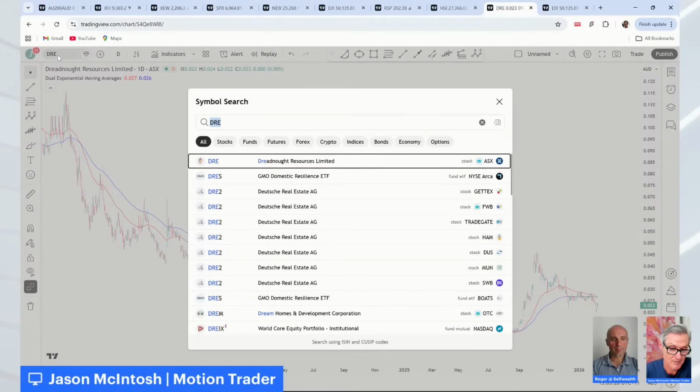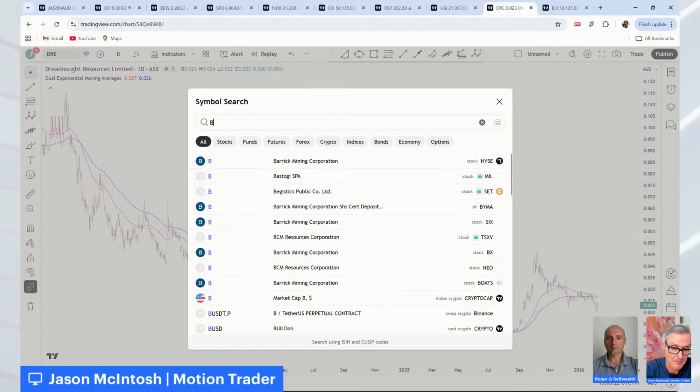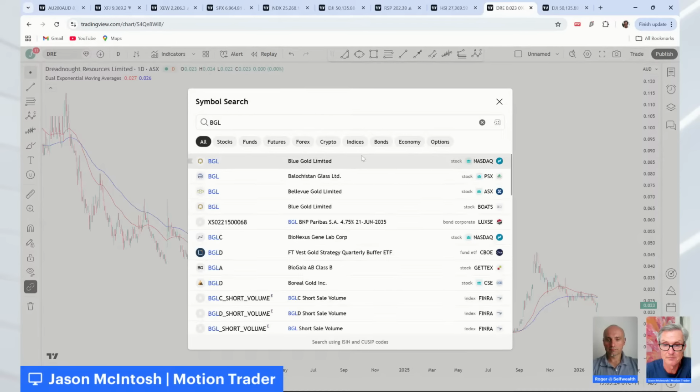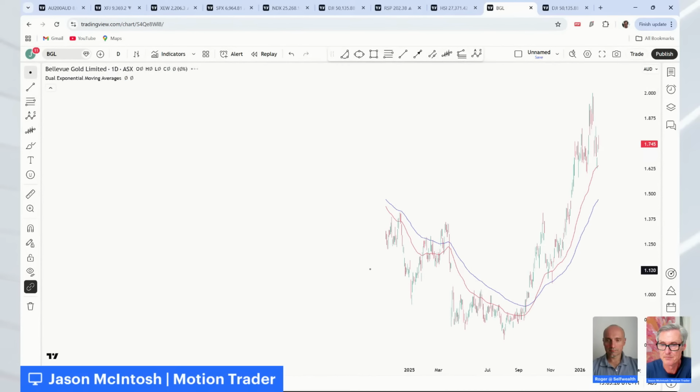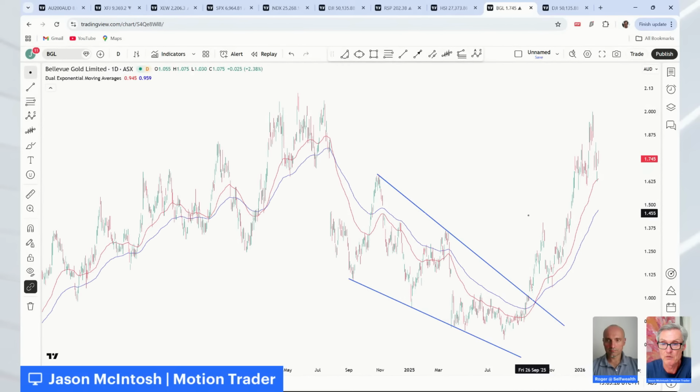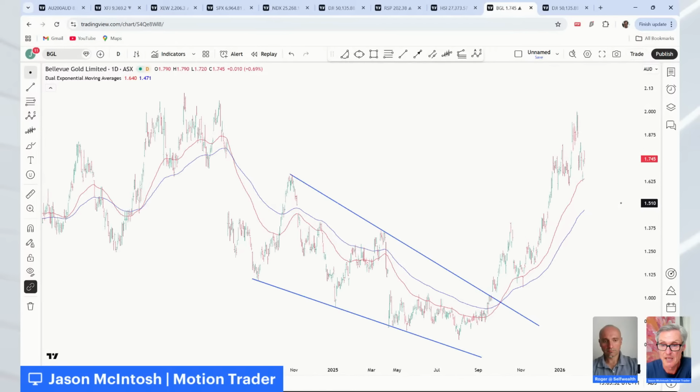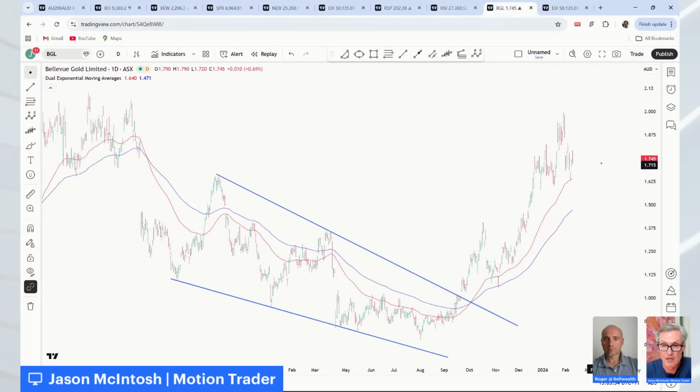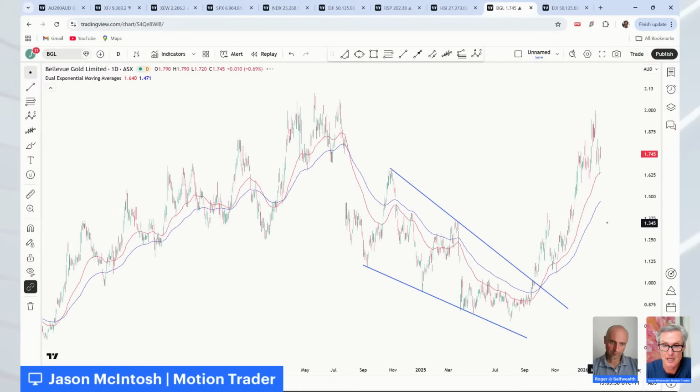One from Hubert. Let's have a look at BGL. Holding up well, considering what's been going on in gold. I'd continue holding it if it was in my portfolio. I'm not in a hurry to buy it. I don't think there's a hurry to buy gold stocks at the moment.